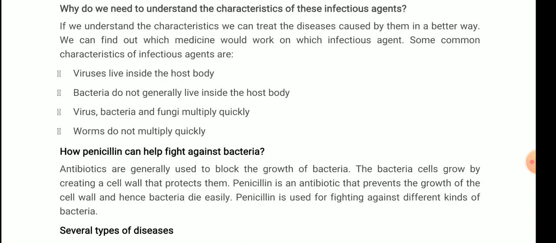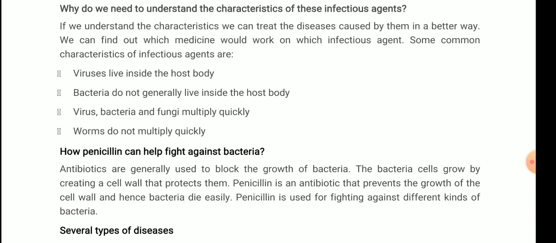So antibiotics, anti, it is against the life forms. Why is it against? Because it is killing the bacteria, and bacteria is a living form, so we can say that antibiotic is against life. So antibiotics are generally used to block the growth of bacteria. The bacteria cells grow by creating a cell wall that protects them.